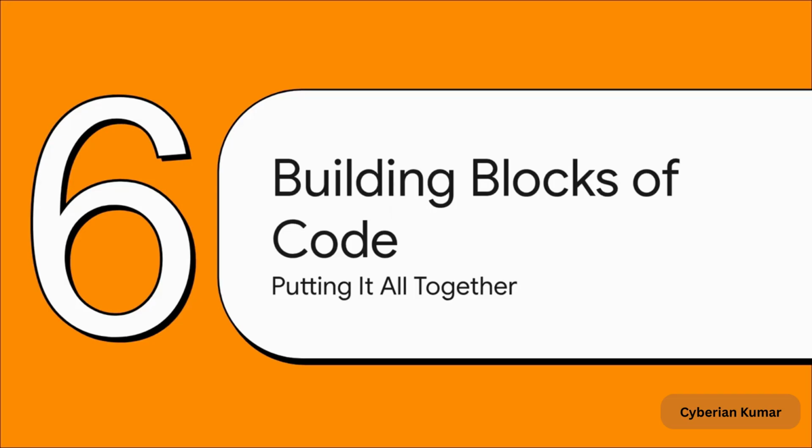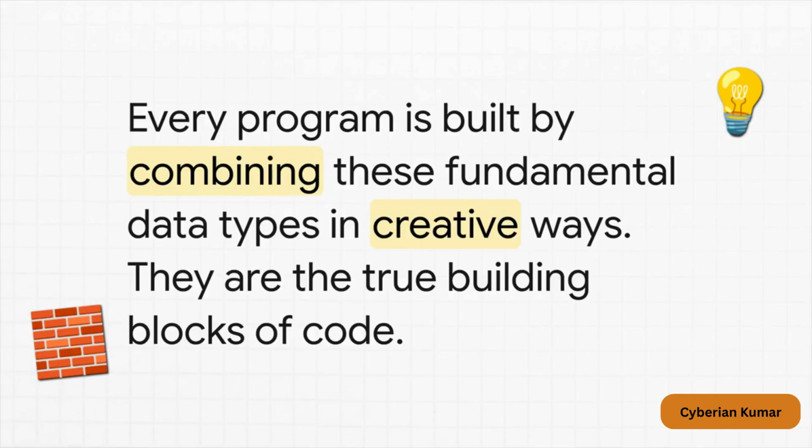Okay, so let's zoom back out for a second. We've looked at the containers, we've talked about the labels, and we've seen the values themselves. What we've really done is assemble the most fundamental, rock-solid pieces of any computer program. And really, that's the big takeaway here. Every single piece of software you use, from the most mind-blowing video game to the simplest calculator app on your phone, is built by combining these very simple data types in new and creative ways. They are the true building blocks, the atoms of our digital world.